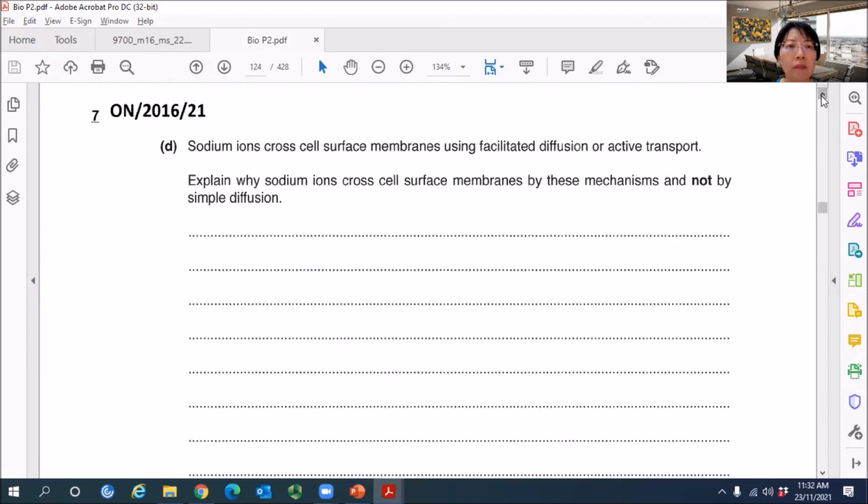This one also very direct, isn't it? Sodium ions cross the cell surface membrane using facilitated diffusion or active transport. Explain why sodium ions cross the cell surface membrane by this mechanism and not by simple diffusion. So you have to talk about the properties of the ion. Again, properties: talk about size, talk about polarity, hydrophobic or hydrophilic. Okay? So that will explain this answer already. Very easy. Clear all.